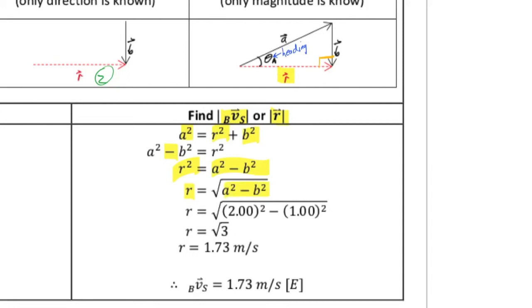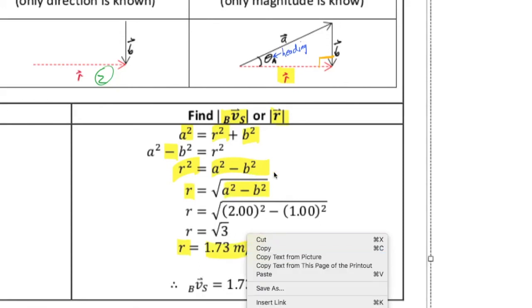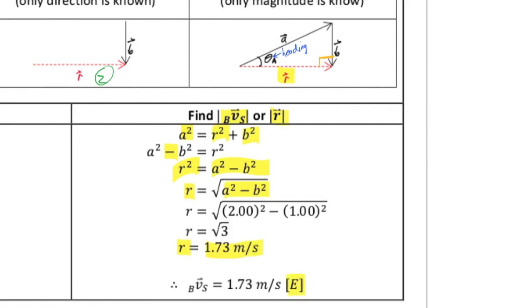And the magnitude of R is 1.73 meters per second. So we know the magnitude of the resultant, but we also already know the direction because that was given. The bearing is east, which is associated with our resultant velocity. So therefore, the boy's velocity with respect to the shore is 1.73 meters per second east.